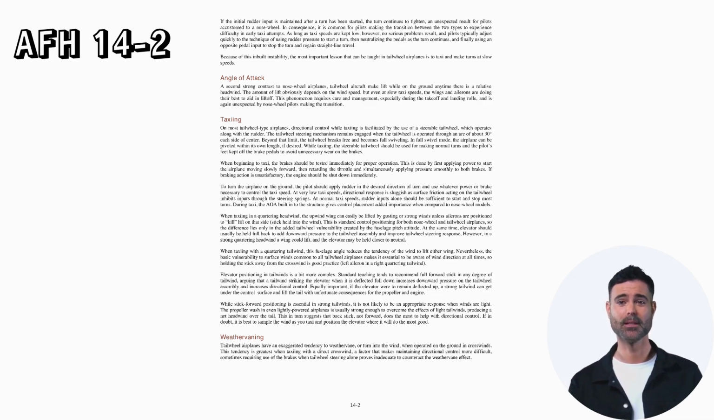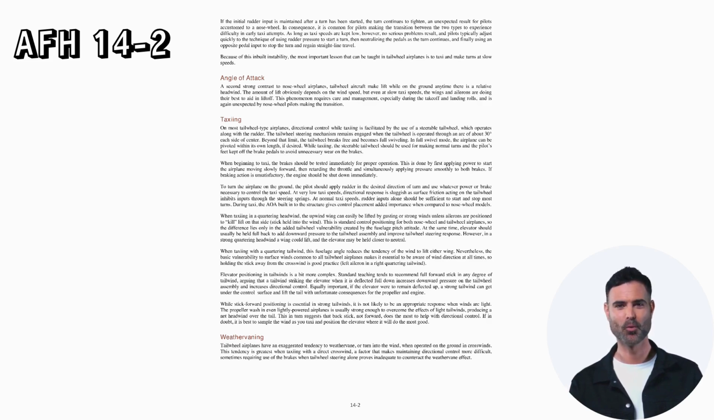At the same time, elevators should usually be held full back to add downward pressure to the tailwheel assembly and improve tailwheel steering response. However, in a strong quartering headwind, a wing could lift, and the elevator may be held closer to neutral. When taxiing with a quartering tailwind, this fuselage angle reduces the tendency of the wind to lift either wing. Nevertheless, the basic vulnerability to surface winds, common to all tailwheel airplanes, makes it essential to be aware of wind direction at all times.